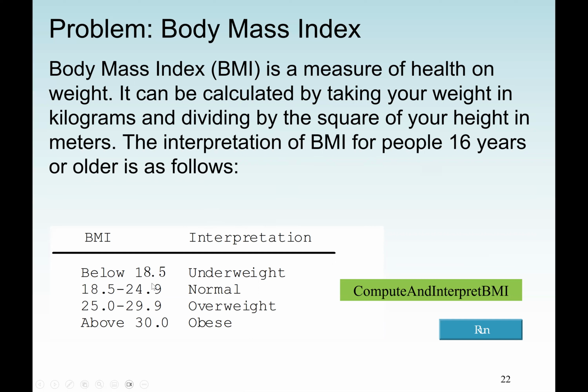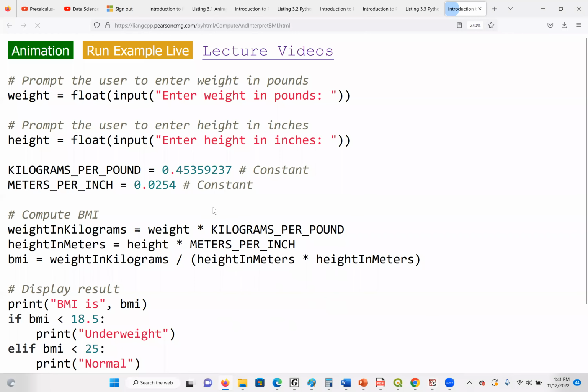If your BMI is less than 18.5, then you are underweight. If it's between 18.5 to 24.9, then you are normal. If it's between 25.0 to 29.9, then you are overweight. Now, if it's above 30, then you are obese. So let's see this program.